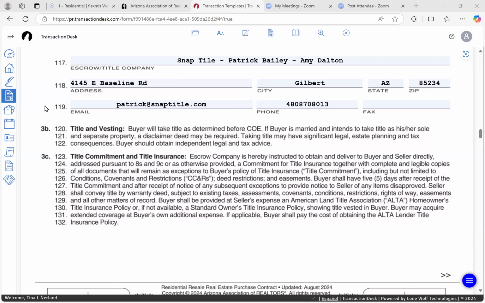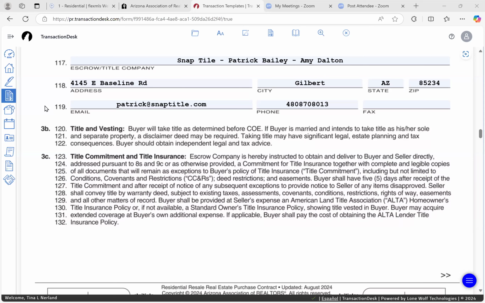An American Land Title Association, otherwise known as ALTA, homeowners title insurance policy, or if not available, a standard owner's title insurance policy showing title vested in buyer. Buyer may acquire extended coverage at buyer's own additional expense. If applicable, the buyer shall pay the cost of obtaining the ALTA lender title insurance policy.